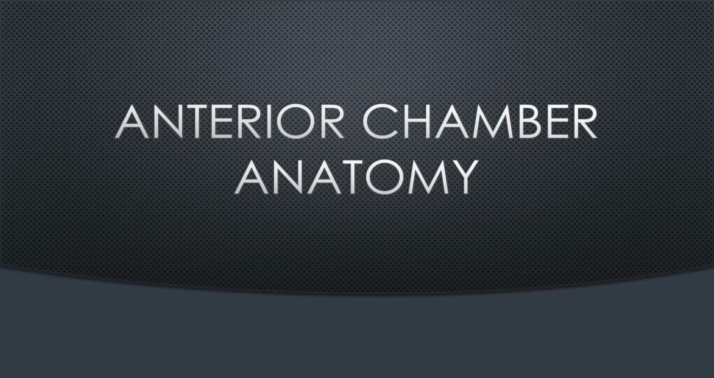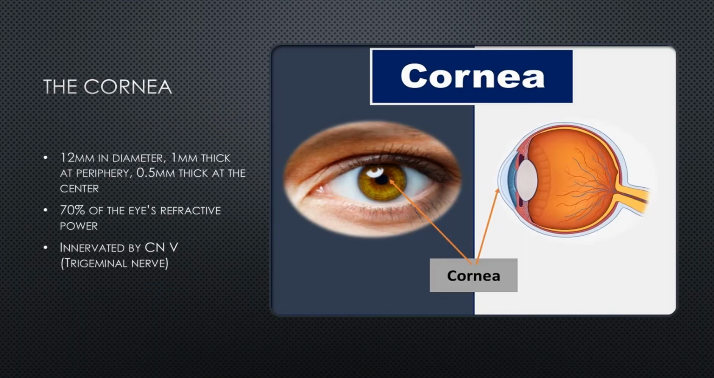Anterior chamber anatomy. The cornea is a round, convex, avascular tissue that is continuous with the sclera. The junction of the cornea and the sclera is called the limbus. The cornea is approximately 12 millimeters in diameter, 1 millimeter thick at the periphery, and 0.5 millimeters thick at the center. It's responsible for 70% of the eye's refractive power.